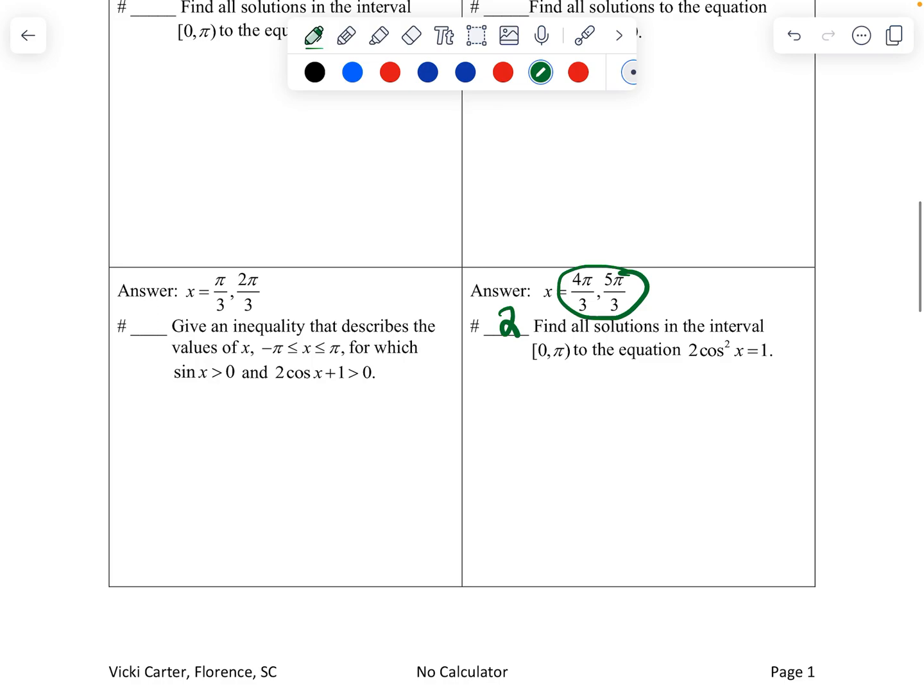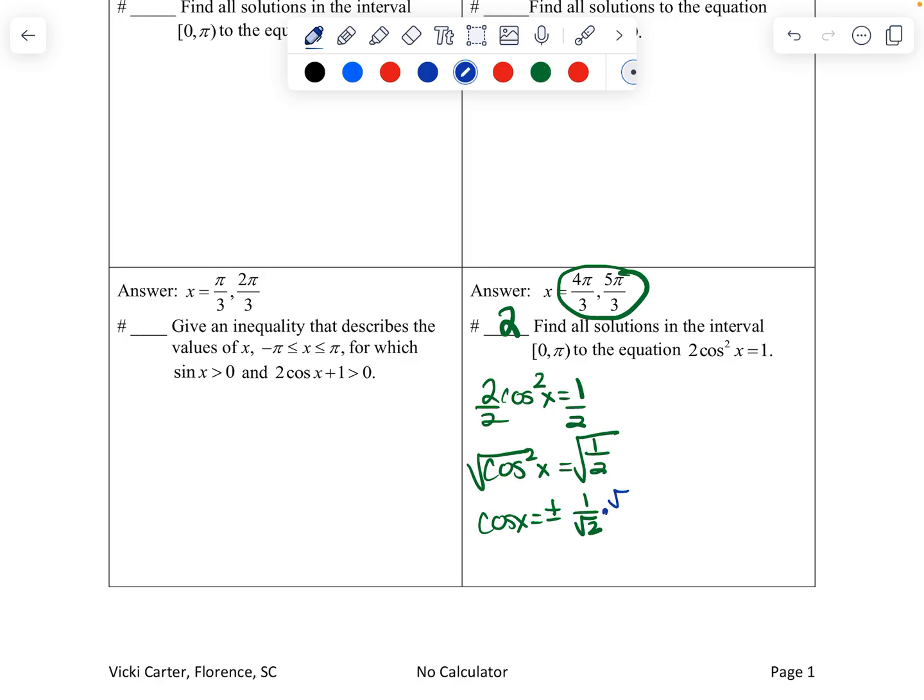So find all the solutions on the interval between 0 and pi to the equation 2 cosine squared of x equals 1. So I'll divide by 2. So the cosine squared equals 1 over 2, and then we square root. So cosine of x equals plus or minus, we square root the top and the bottom. Well, this is one where we're going to have to rationalize it. So times root 2 over 2. So plus or minus the square root of 2 over 2.